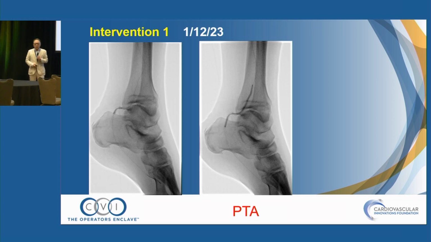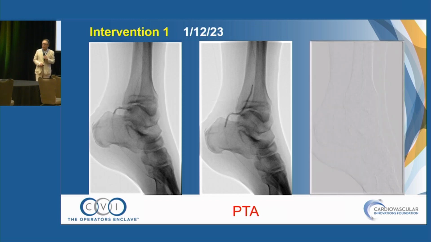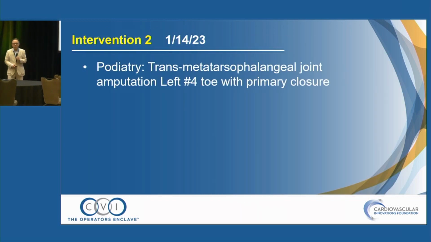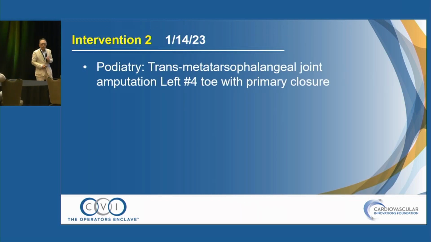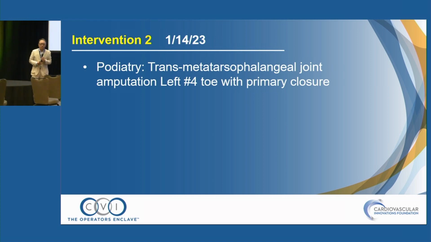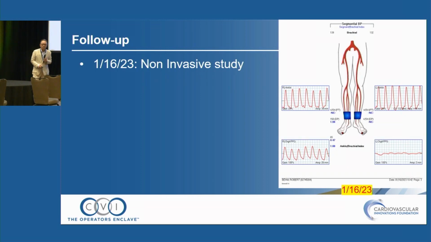The patient underwent a successful recanalization of the occluded segment and had a balloon angioplasty done with the completion angiography showing restoration of flow through that segment of the vessel. 2 days later, patient had a transmetatarsophalangeal joint amputation of the involved toe with primary closure.